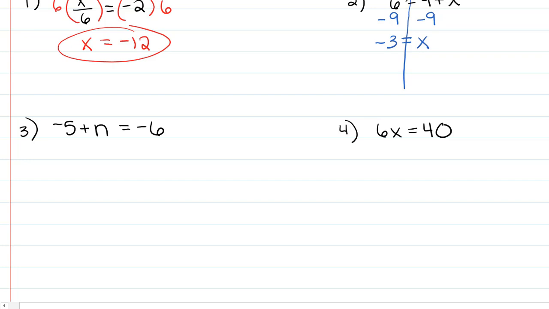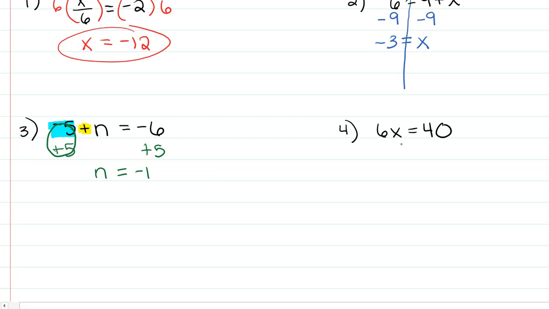In example 3, it looks like we're adding on to n, but because the 5 is negative, if I want to make that into a 0, like adding 0 to n, I'm actually going to add 5. So plus 5 to both sides, because negative 5 plus 5 is 0, and that's what gets me n by itself. So n equals negative 1. Again, negative numbers are absolutely perfect.